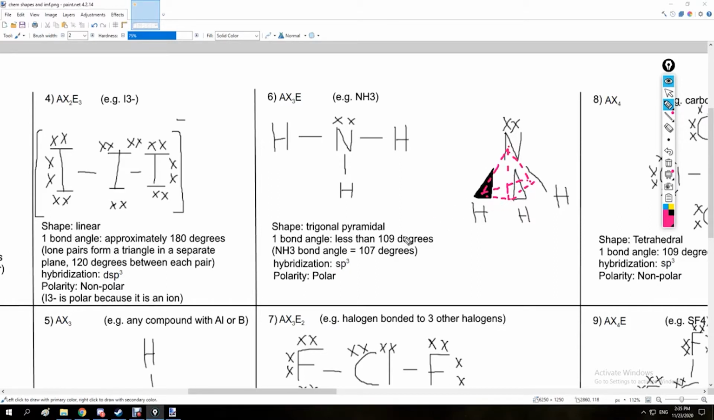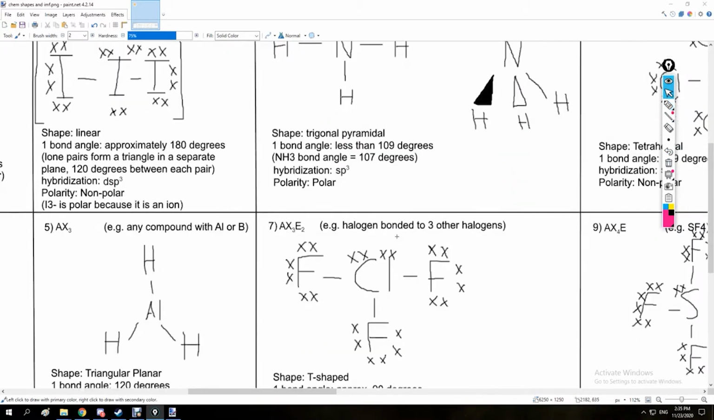You need to know that the bond angle is less than 109 degrees. In the case of ammonia, NH3, the bond angle is 107 degrees. Hybridization is sp3 because there are 4 electron regions. And of course, it's a polar shape because the net dipole is not equal to 0.